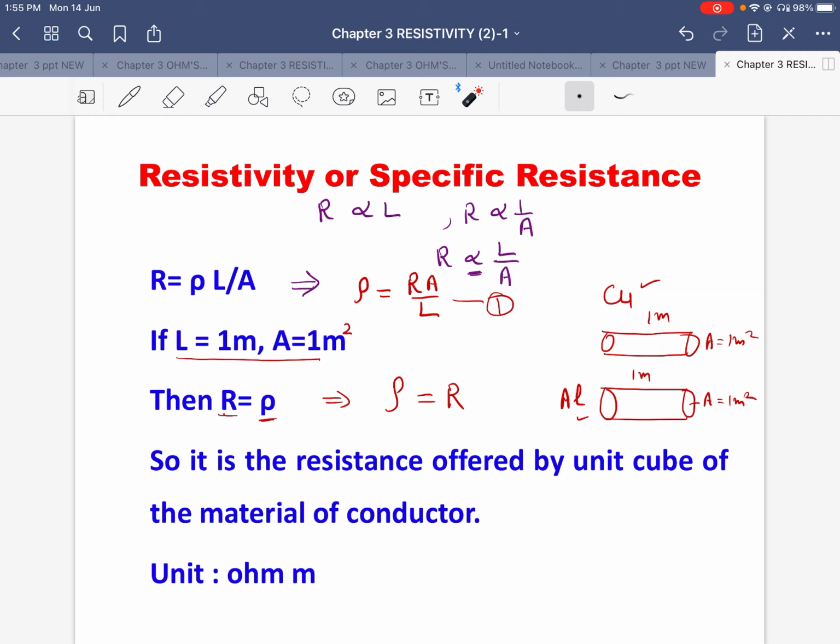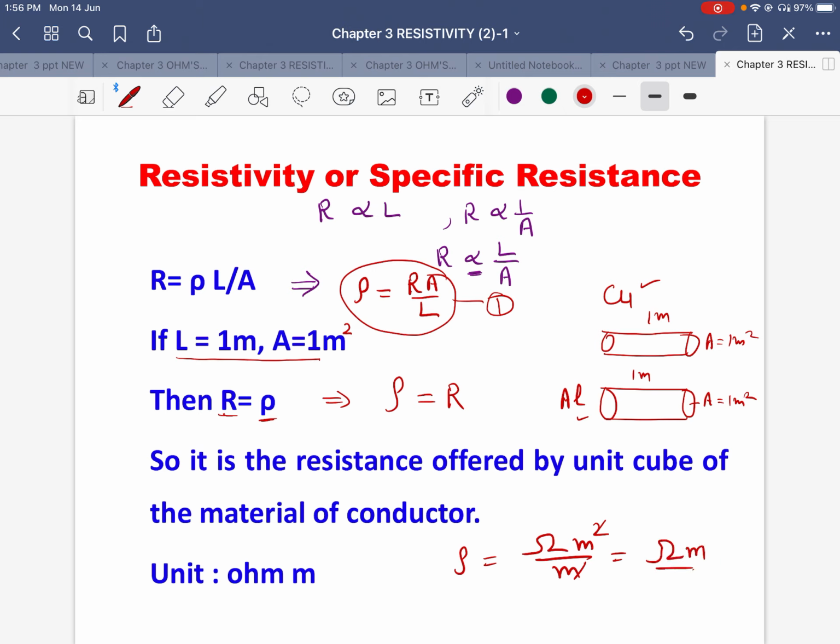Now come to the units of resistivity. Units of resistivity we can find from this formula. Rho is equal to RA upon L. Units of resistance is ohm, unit of area of cross section is meter square, length is meter. That is, we can write rho is equal to ohm meter square upon meter. One meter will cancel. Then we can write it as ohm meter. So unit of resistivity is ohm meter.